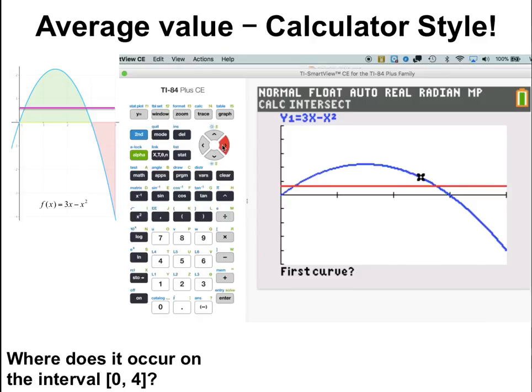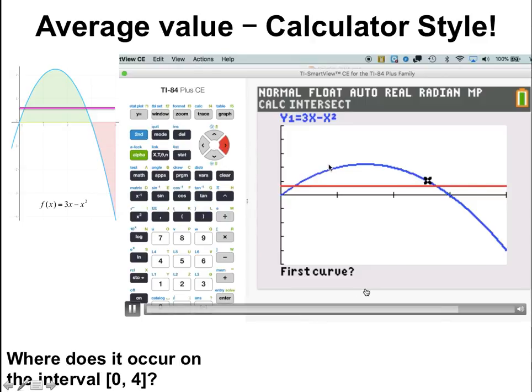Okay, so I'm about close enough to the intersection. Now I'm on that blue curve, so I'm going to confirm the first curve by hitting enter. It's going to jump to the second curve, and I'm going to confirm the second curve by hitting enter again. And then I'm going to guess by getting a little bit closer to the intersection, and confirm the guess by hitting enter.